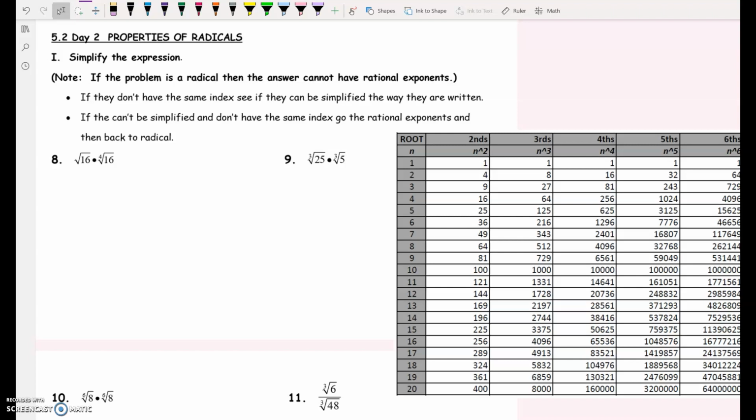if that's still necessary. If the problem starts with rational exponents, then your answer needs to be written with rational exponents if necessary. Sometimes it is helpful when you start in radical form to switch to rational exponent form to simplify it that way, and then switch it back into radical to write your answer.